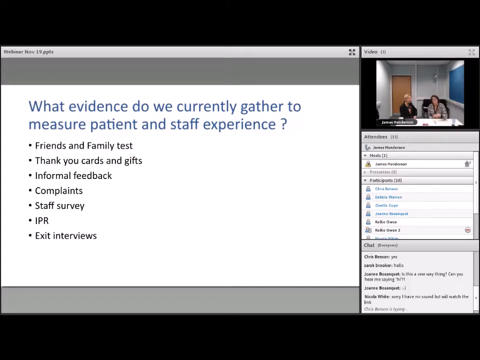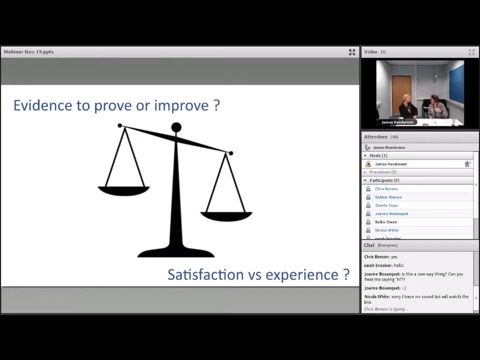So it kind of brings me on to thinking about this idea of, are we using evidence to prove or improve? A lot of people are gathering evidence, like the friends and family test. They're collating that, they're sending it up to perhaps the patient experience team, the complaints team, and then somebody else is doing something with it. So I'm slightly concerned that people aren't owning that information, and they don't have the skills or the confidence to know what to do with that.